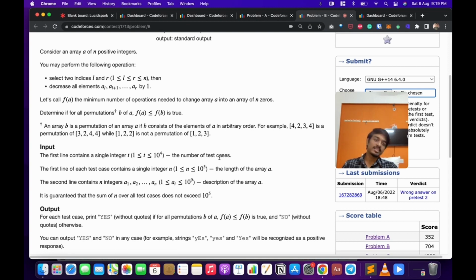Whether the given one has the minimum permutation or not. If there is an integer that is having more than the existing one, then he's saying that it is possible.